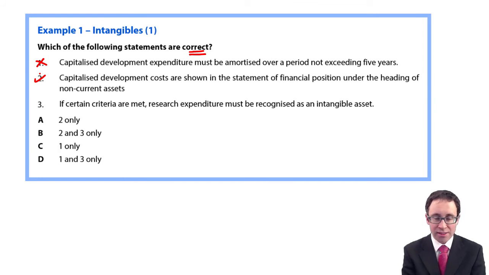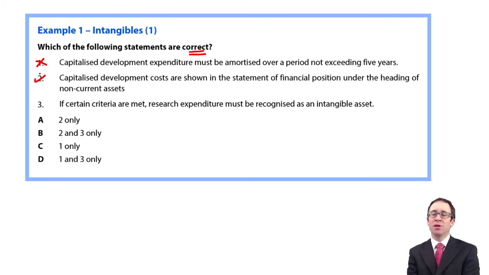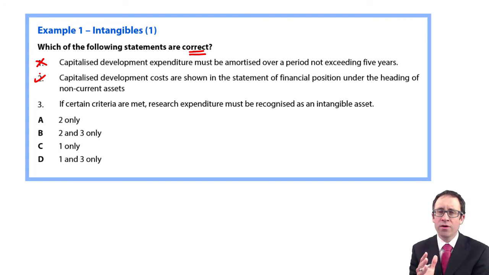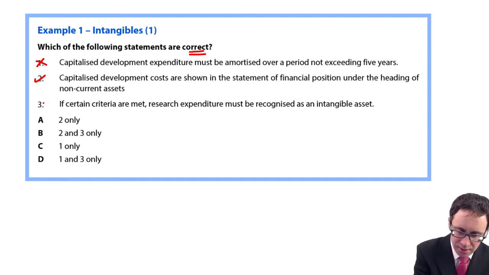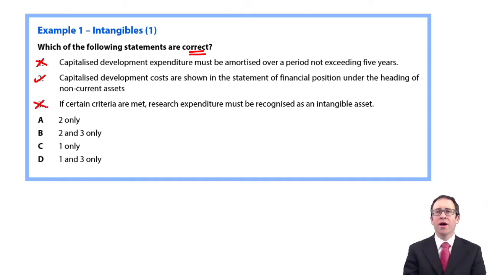And then number 3, it says if certain criteria are met, research expenditure must be recognized as an intangible asset. Don't get confused with the bit talking about the criteria. Research is expensed. Okay, yeah, the criteria only apply to your development costs, don't they? Not to the research costs. Research costs are always expensed. Okay, so therefore that is incorrect.